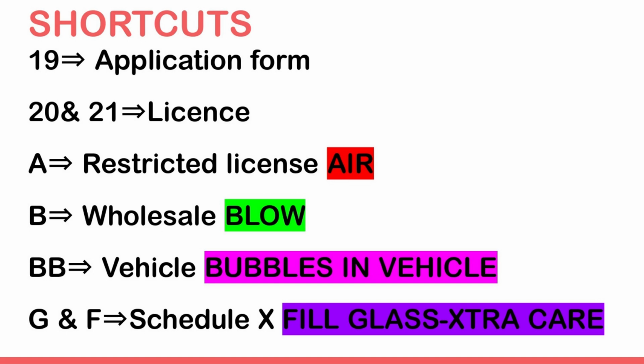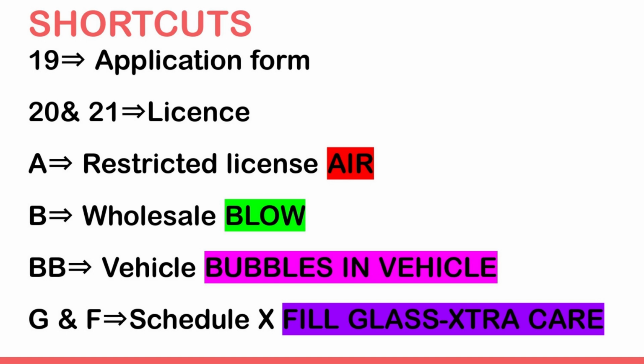And if you see BB, that is double B, in a form number, you can relate it to a vehicle. And if you see G and F in a form number, you can relate it to Schedule X. To remember these shortcuts, remember certain words.